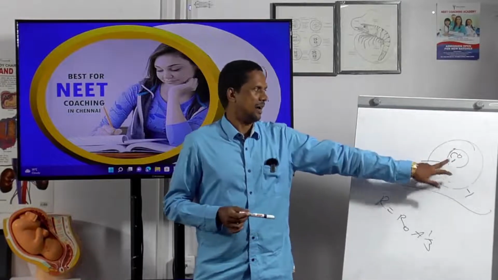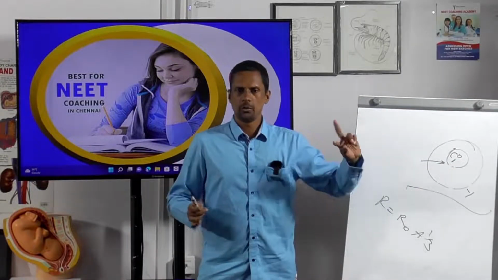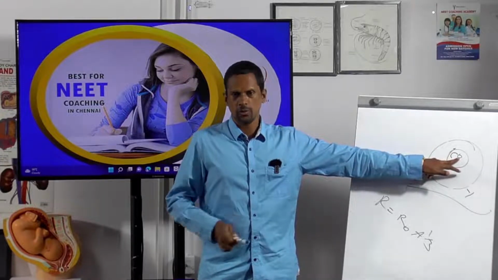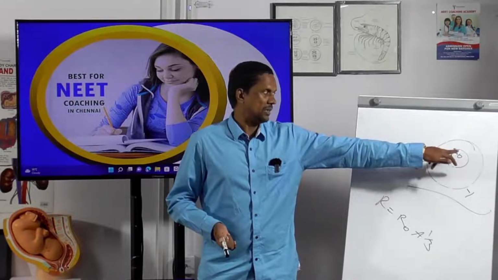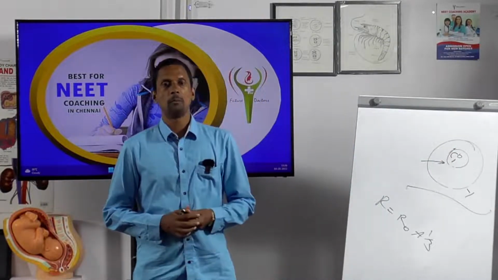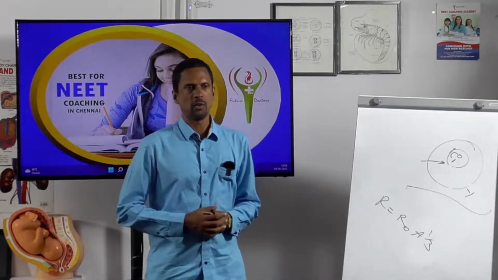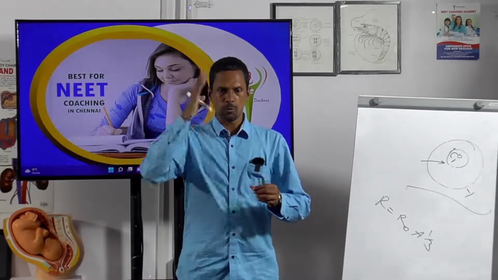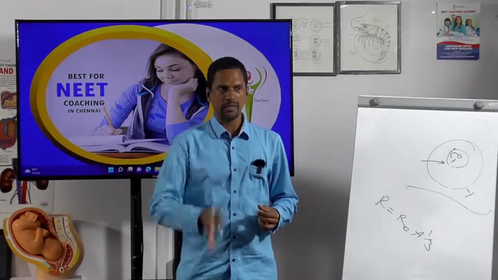So the nucleus has only two particles, neutron and proton. The 0 is neutron, 1 is proton. That means there is a force of attraction between proton and neutron. I want to break it.